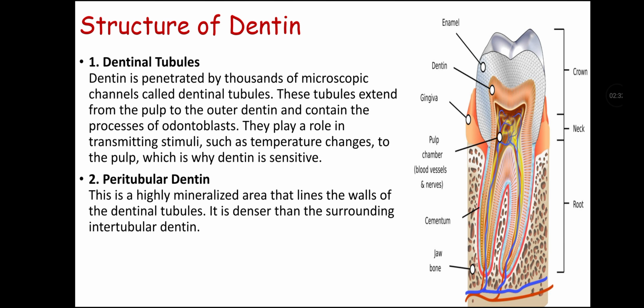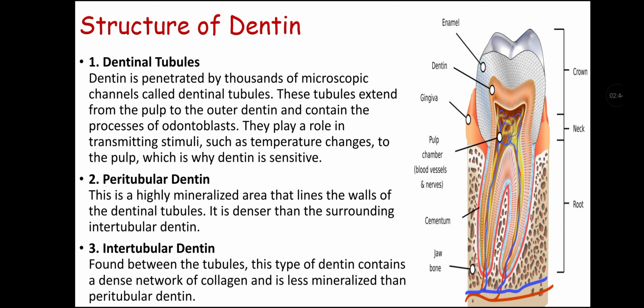The second structural component of dentin is peritubular dentin. This is a highly mineralized area that lines the wall of dentinal tubules. It is denser than the surrounding intertubular dentin. So the third structural component of dentin is intertubular dentin, that is formed between the tubules. This type of dentin contains a dense network of collagen and is less mineralized than peritubular dentin.